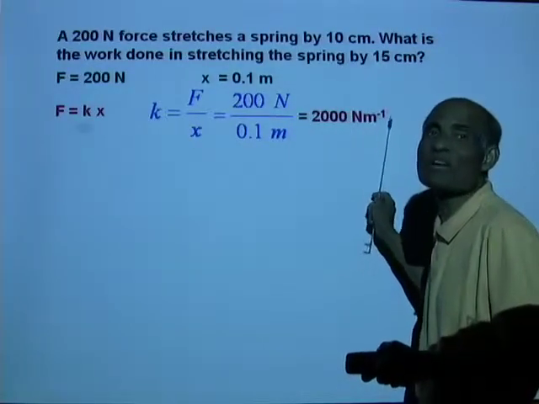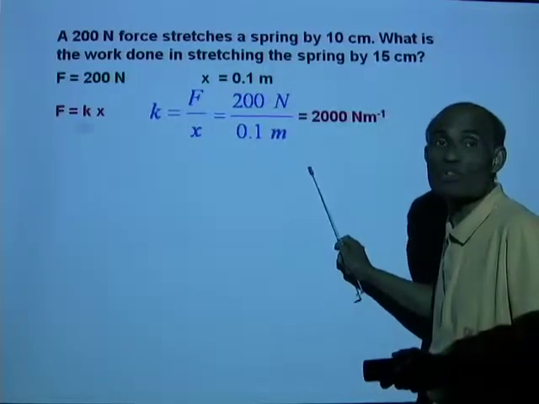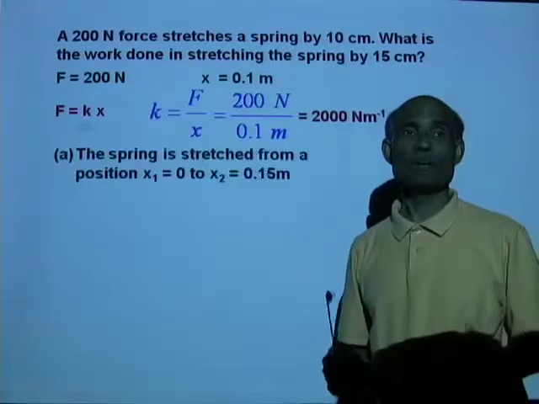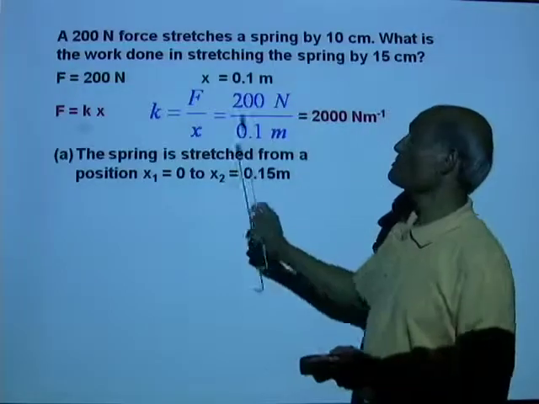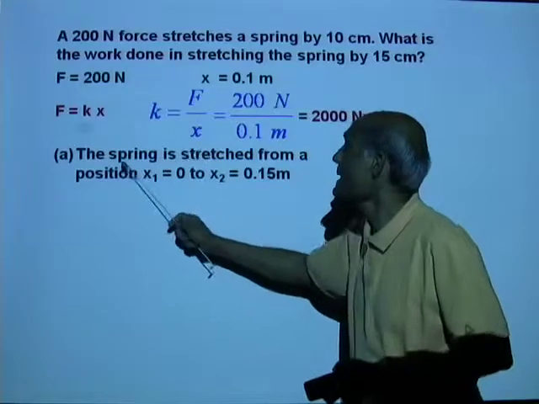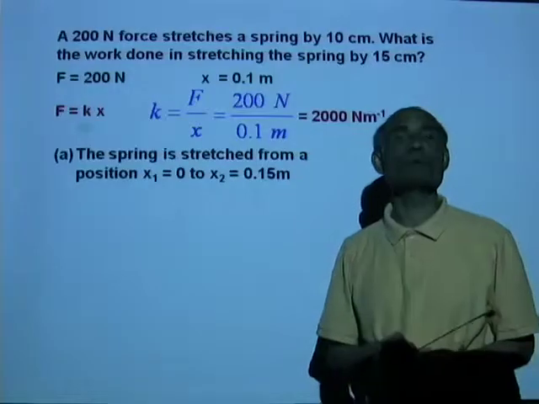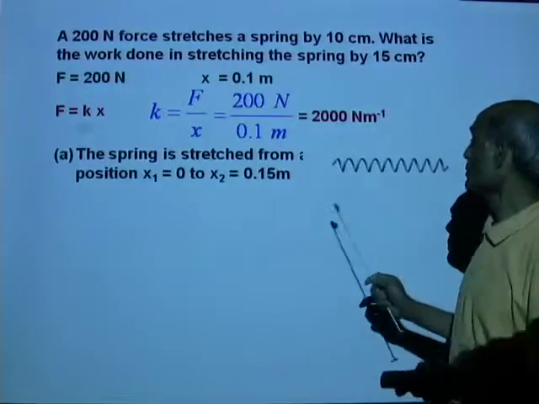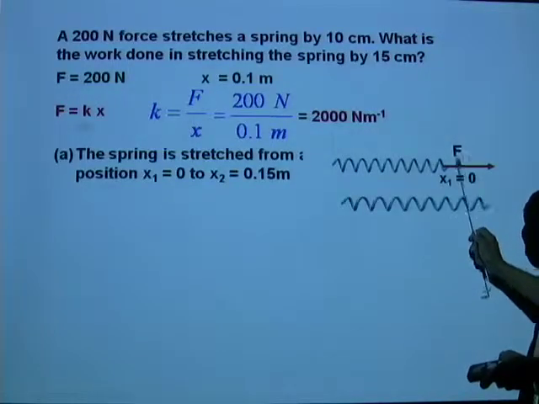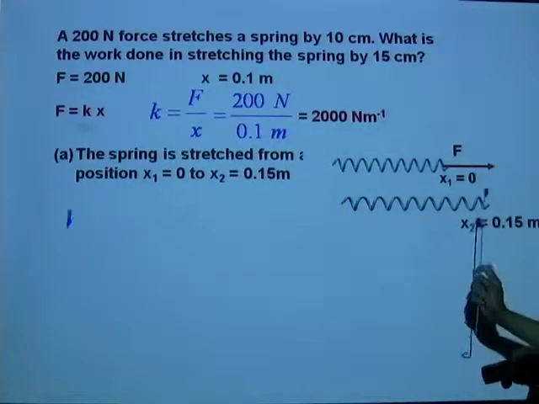This is the standard way to write the unit, and not Newton per meter with a slash. It must be Newton meter to the negative 1. Alright, now that you know the value of K, we need to find the work done when the spring is stretched from a position x1 equal to 0 to x2 equal to 0.15 meter. So, this is x1 equal to 0, and the force F stretches the spring to x2 equal to 0.15 meter.